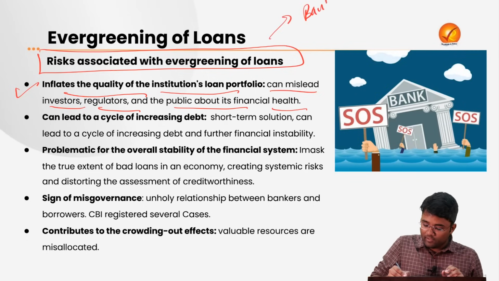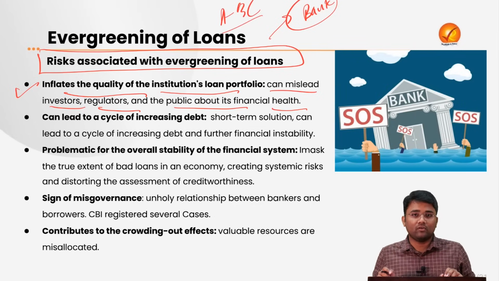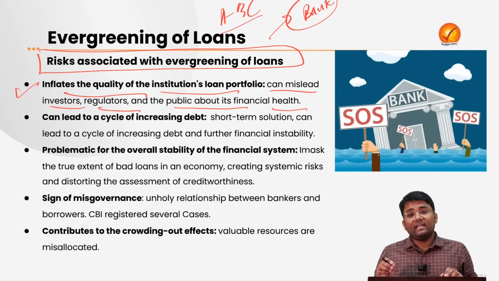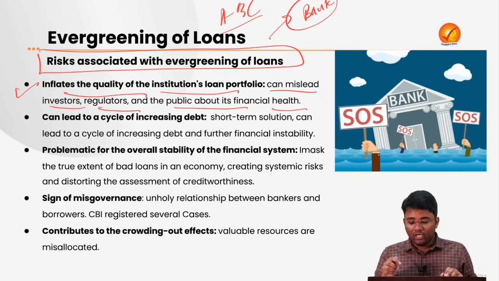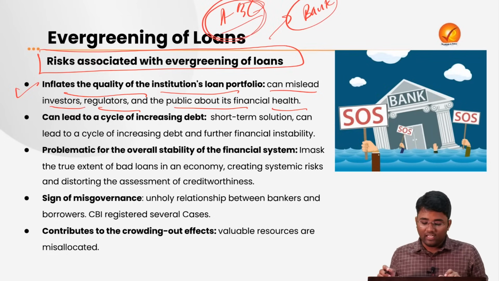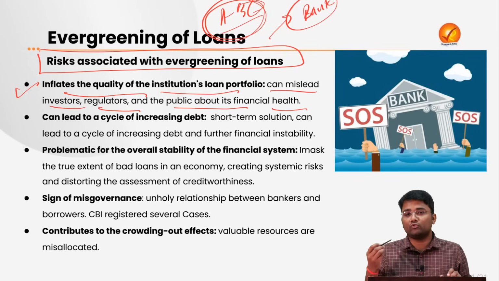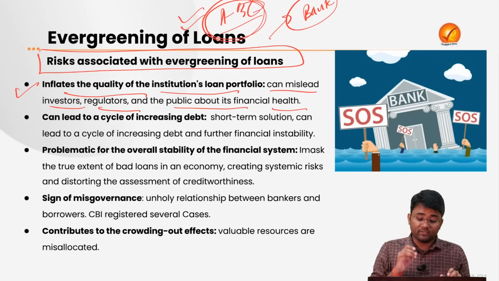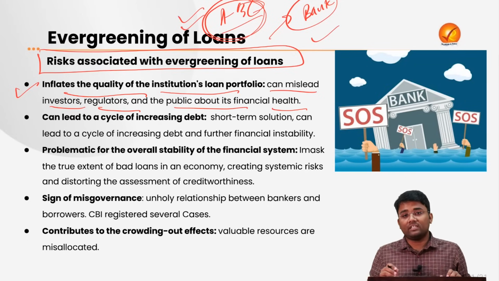For example, there was one bank. Now there are some people who want to invest in this particular bank, but this bank has time and again evergreened the loans of different people. So that is not a true picture of the financial health of that bank. This is not good for people who want to invest, because it is inflating the quality of the loan portfolio. The investors' investment may get impacted, may get caught in the poor cycle of this loan management.